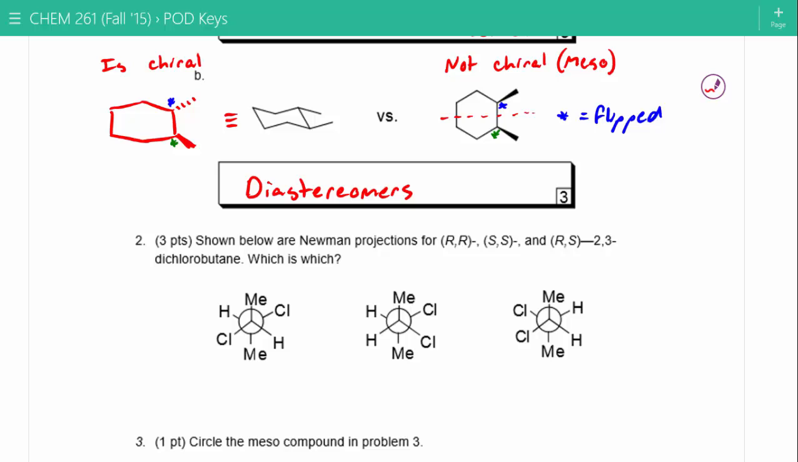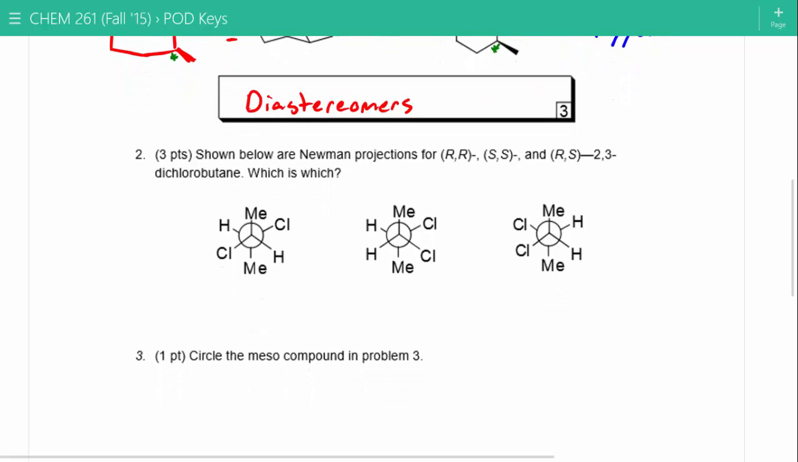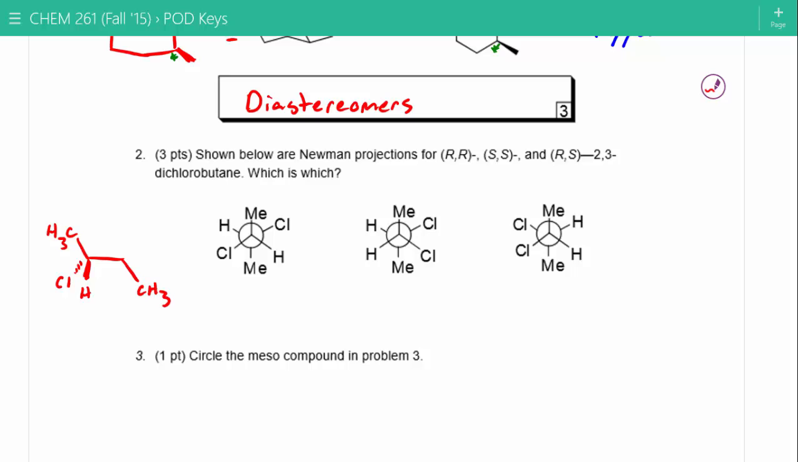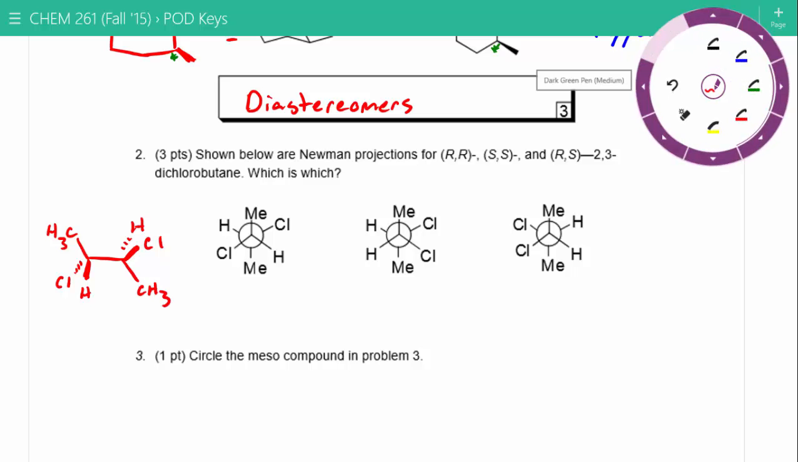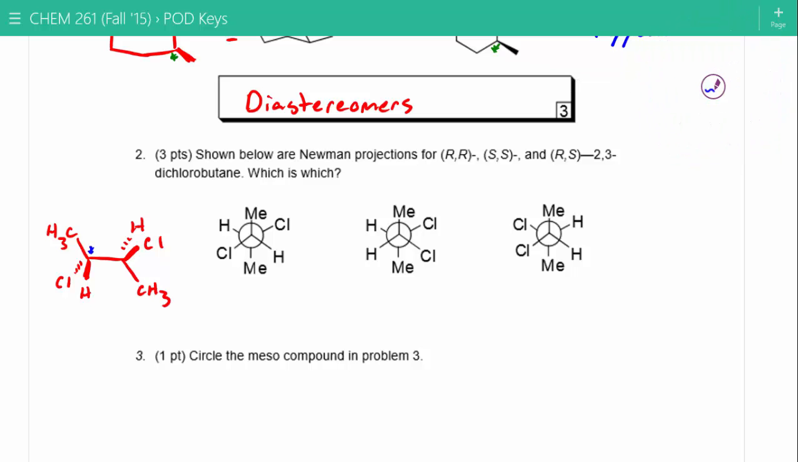All right, the next one, if we're looking at these bond line structures, it's a little bit tricky. We've got a hydrogen pointed out, a chlorine going back, and then a CH3. And then we've got a CH3 pointed back here. So I'm just converting these to bond line structures. And we've got a chlorine here and a hydrogen pointed back. So we need to identify our stereocenters.